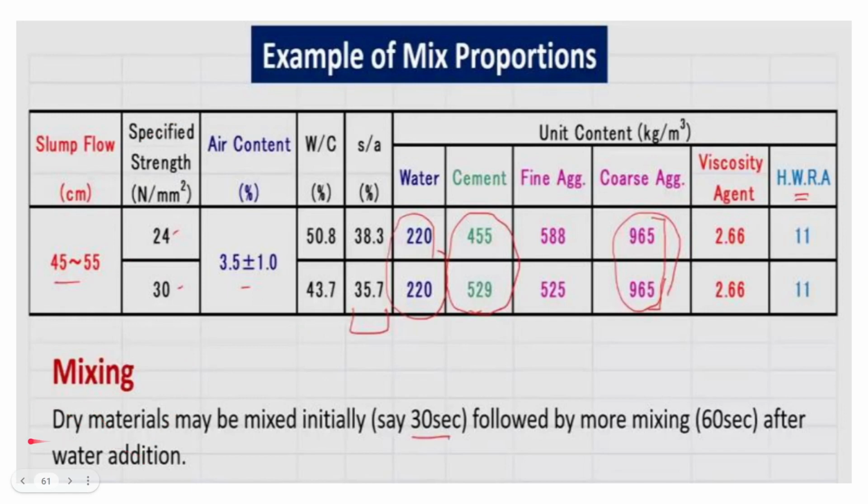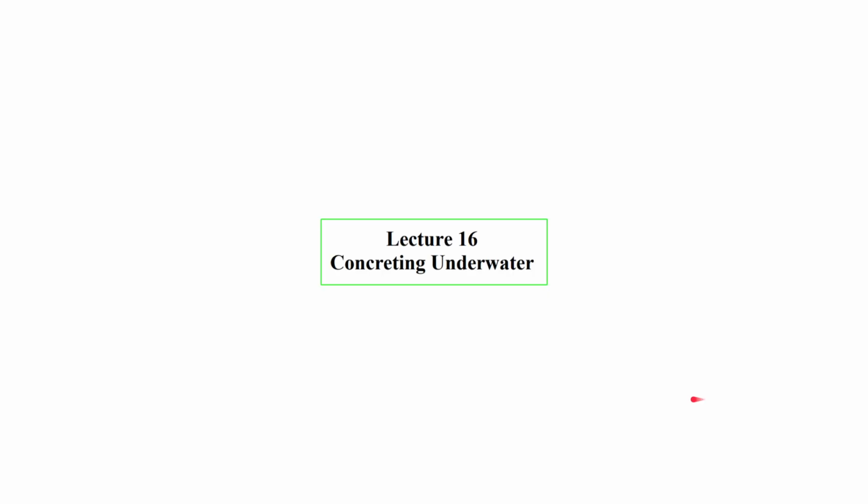As for how mixing is done, dry materials have to be mixed initially for half a minute or 30 seconds, followed by mixing for 1 minute, 60 seconds, after water addition. So the total is 1.5 minutes, where 0.5 minutes they have to mix dry, and after adding water they have to mix 1 minute. So total 1.5. That is basically about anti-washout concrete, which is one of the types of underwater concrete.